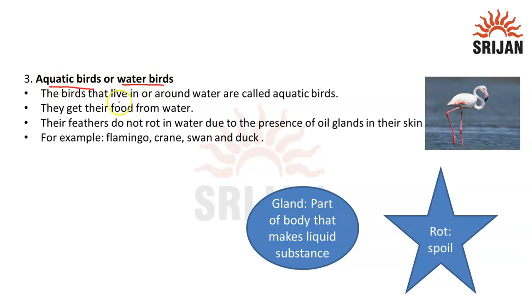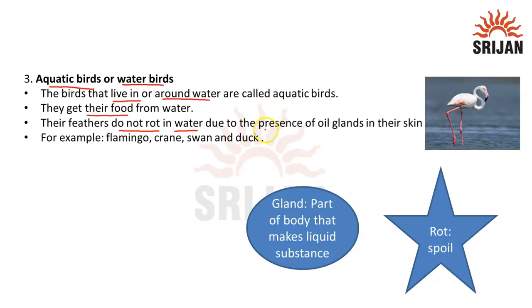Now, the last kind is the aquatic birds, or what we say as the water birds. Aquatic birds are the ones that live in or around the water, and also they get their food from water. Their feathers do not rot in water. The meaning of rot here is spoil. We know that when something is kept in water for a long time, it is spoiled, right? But their feathers do not rot in water.